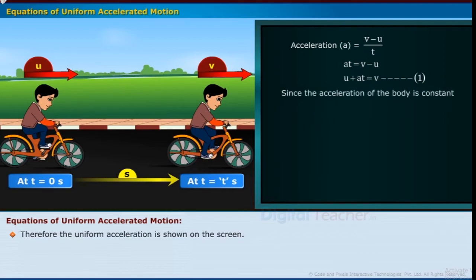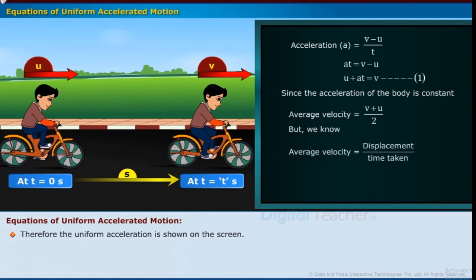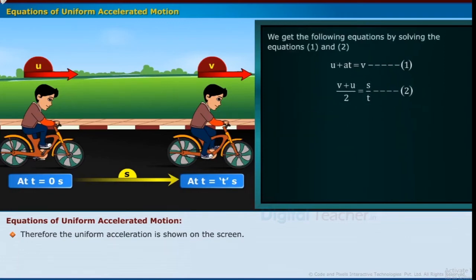Since the acceleration of the body is constant, the average velocity is equal to (v plus u) by 2. But we know average velocity is displacement by time taken. So, we can write it as (v plus u) by 2 is equal to s by t. Consider it as equation 2. We get the following equations by solving equations 1 and 2. Here, we get the equation ut plus half at square is equal to s. Consider it as equation number 3.